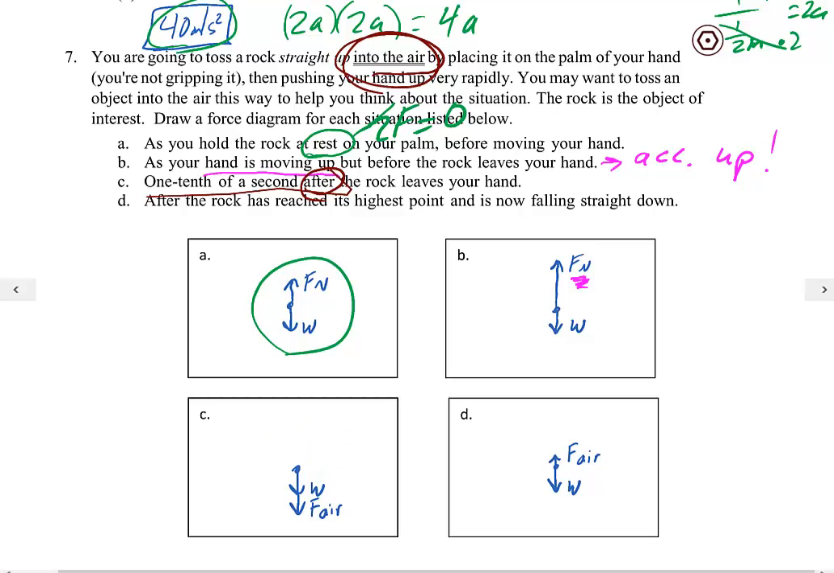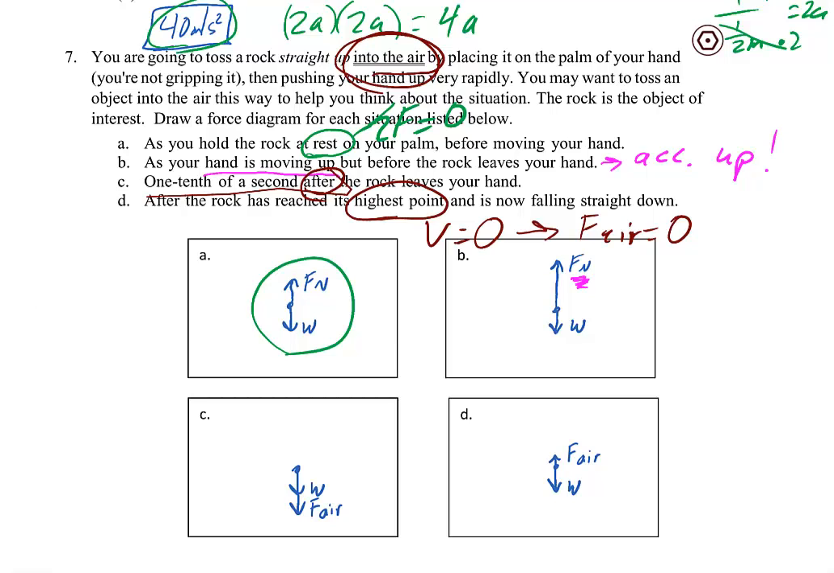Last one, part D: after the rock has reached its highest point and is now falling down, at its very highest point, what's its velocity? It's 0. If it's not moving, that means the air resistance is 0. That's supposed to say air there. I guess it says it's reached its highest point and it's now falling down, so it's really how you interpret it. If you interpret it at the very, very top, you would say the air resistance is 0.